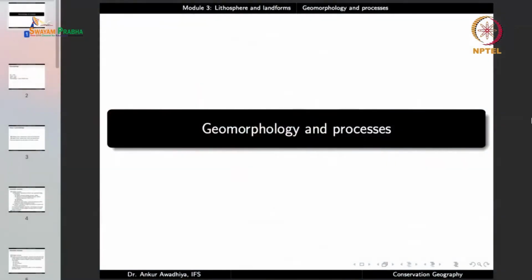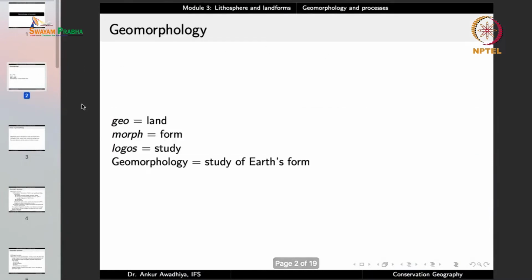Namaste. We carry forward our discussion on lithosphere and landforms, and in this lecture we shall have a look at geomorphology and processes. Now, the term geomorphology is derived from these word roots. Geo meaning land or earth, morph is form, and logos is study. So essentially geomorphology is the study of earth's form or the study of landforms. So basically geomorphology asks the question, what are the different landforms that we have on earth, where are they located, and why are they located where they are located.